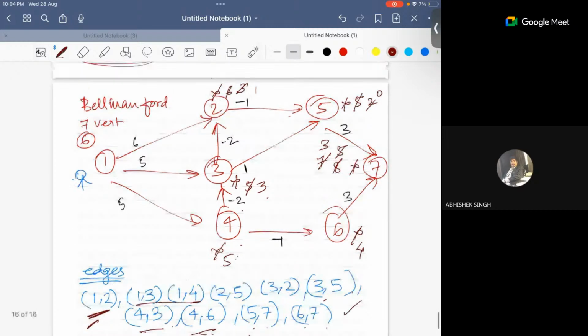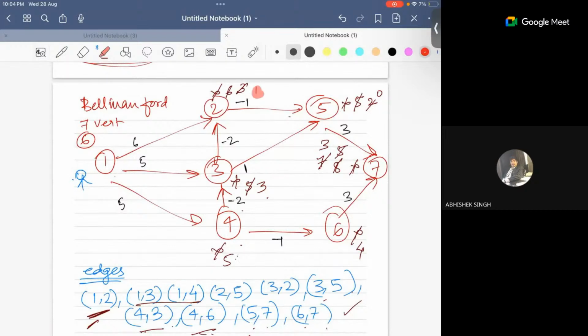So you can see that from 1 to 2, you'll be needing only 1 as a weight. 1 to 3, 3 you'll be needing. 1 to 4, 4. 1 to 5, 0. Okay. 1 to 7, what is that value? 3. 1 to 6, what is that? 4, right? 4. Clear with everyone? This is done, right? Yes.